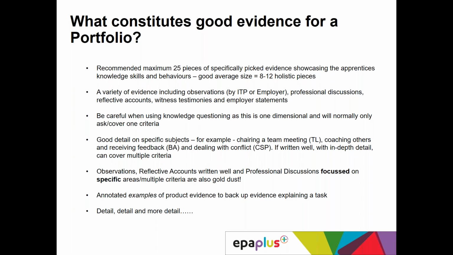A variety of evidence, including observations by the ITP, employer, professional discussions. A variety is really good because it gives the best chance: if you've got an amazing observation where you've seen an apprentice doing something, to have them then write about it, and an employer statement just explaining that they've seen it, really does give that depth of evidence that can absolutely open up better grades and into distinction criteria.